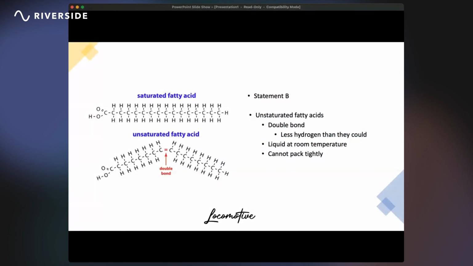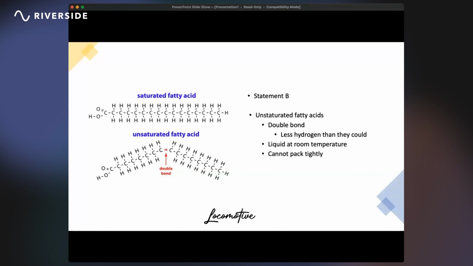Statement B. We are going to discuss unsaturated fatty acids. We have 2 types of fatty acids, saturated and unsaturated. But wait, what's the difference between the saturated and unsaturated fatty acids? I think it's really obvious. Fatty acids with 1 or more double bonds are unsaturated fatty acids because they contain less hydrogen than they could. Unsaturated fatty acids tend to be liquid at room temperature.